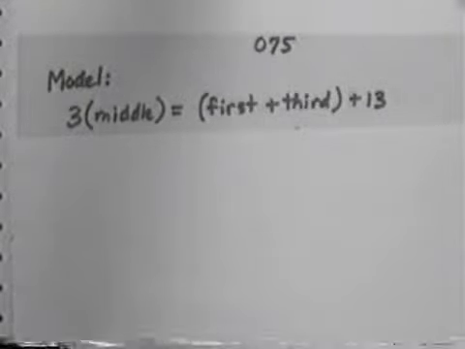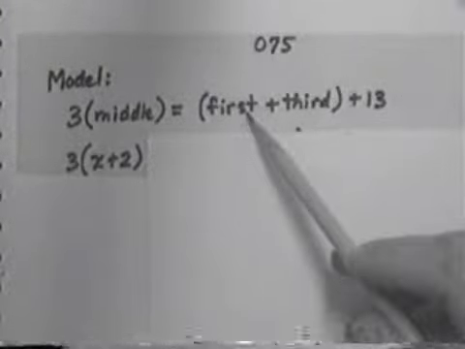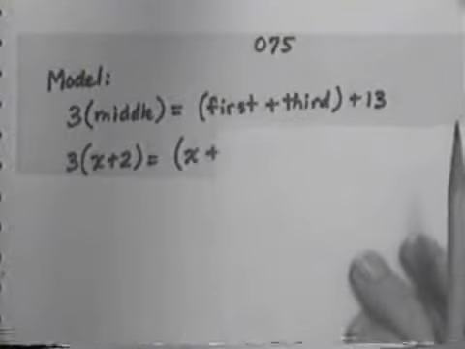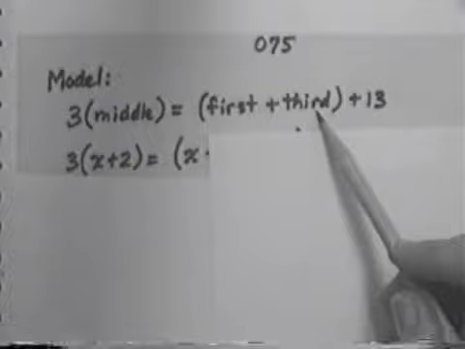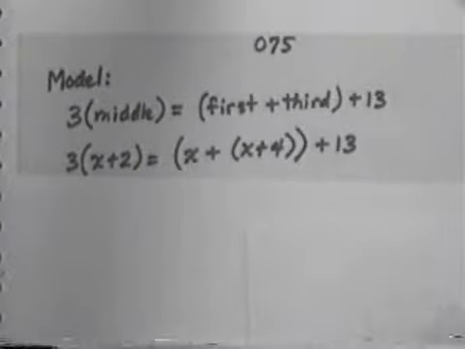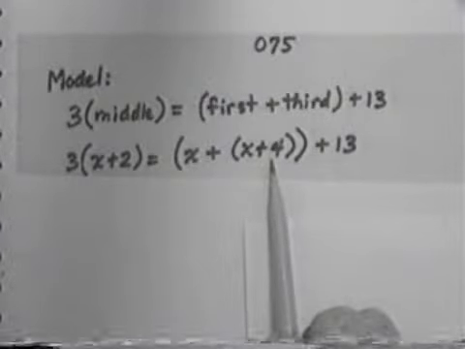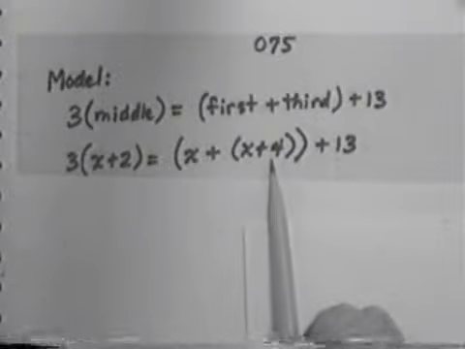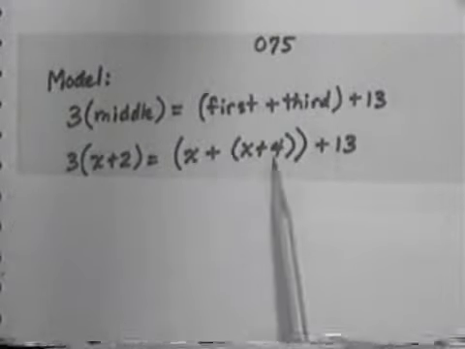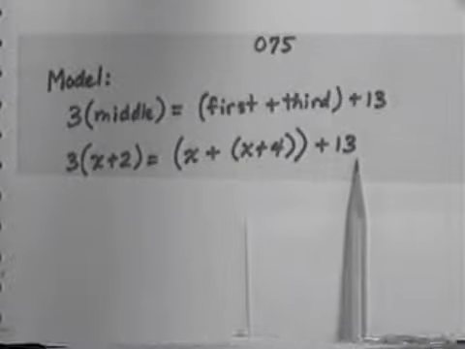What stands for the middle integer? Well, looking back at our labeled parts, we see that the middle or second integer is x plus 2. And so on the left-hand side, we write 3 times x plus 2. Our first integer, we're calling x. Our third integer, we're calling x plus 4. You notice I put the x plus 4 in parentheses, so I know that it came as a package. So I have the first plus the third in parentheses added to 13.